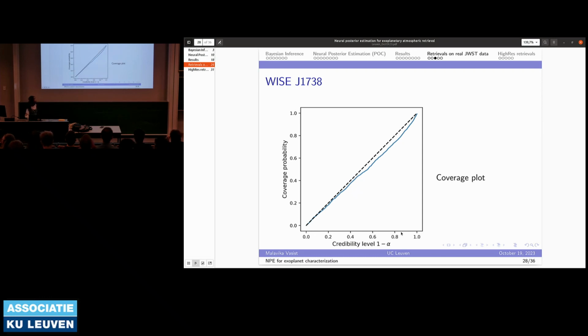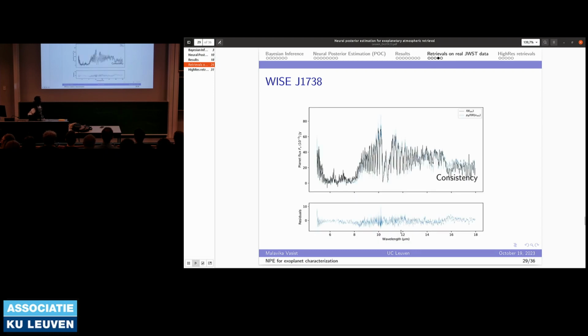So this is the coverage plot. I'm still trying to improve it because it's slightly overconfident. This is what it tells me. And this is the consistency plot.